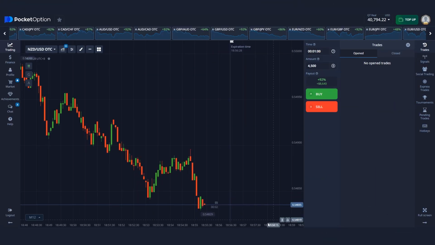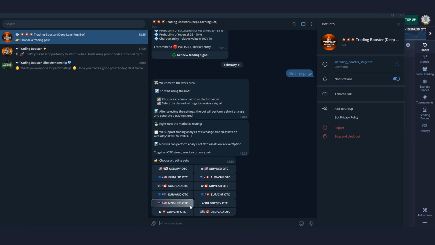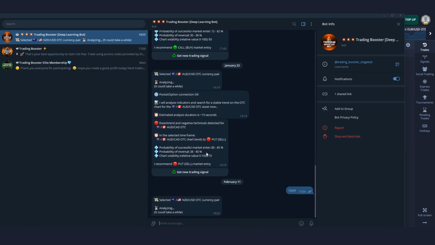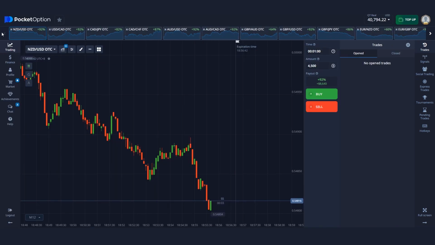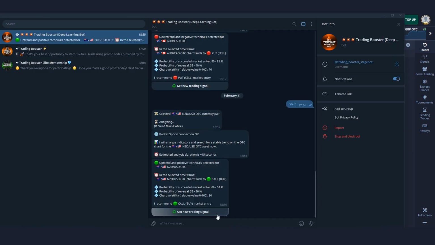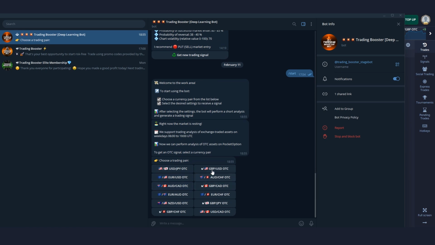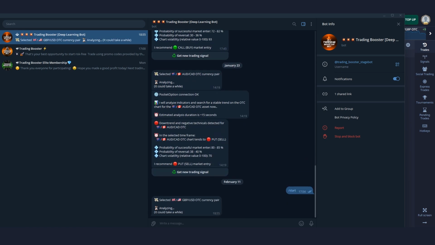I'm choosing the next currency pair, selecting it in the BoosterBot and setting the trade time to 1 minute. And I'm getting a buy signal, but I'll skip this signal with such small percentages from this currency pair and switch to another one. Let's go with the British pound against the dollar. I'm going back to the BoosterBot, selecting this currency pair and setting the trade time to 1 minute.